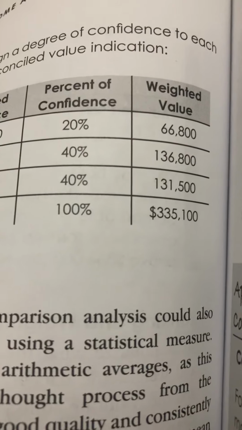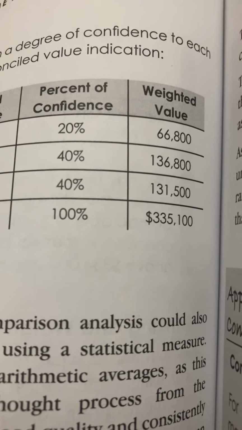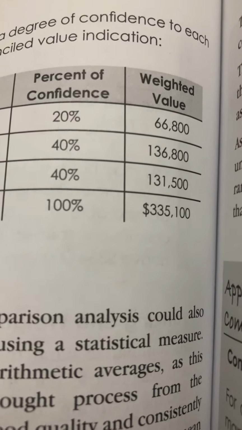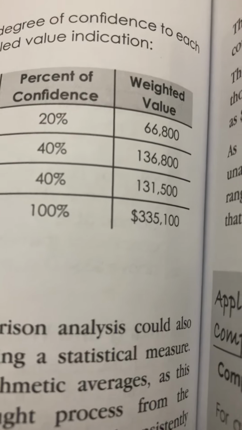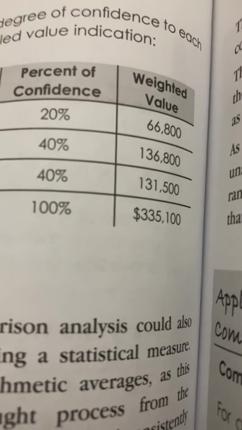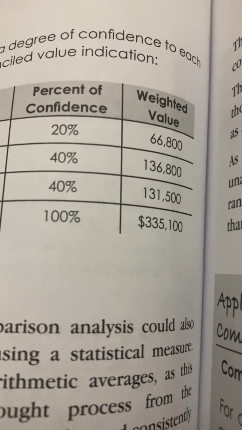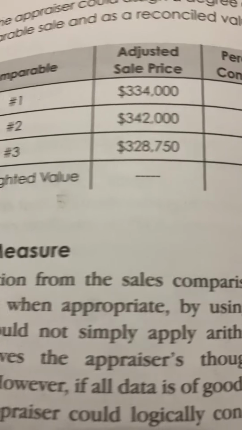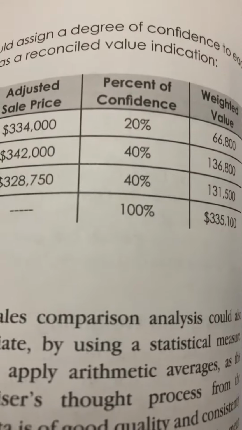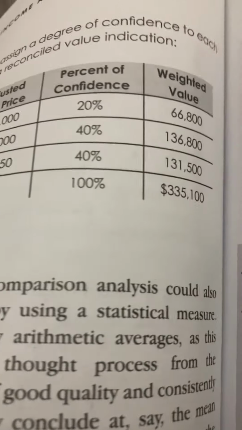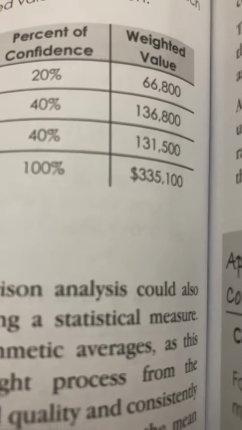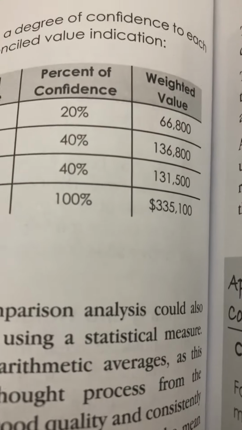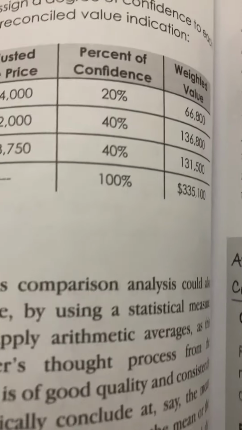Weighted value, $66,800 for Comp 1, $136,800 for Comp 2, and $131,500 for Comp 3. So total weighted value, percent of confidence, you already filled out the 100% by doing that. It equals $335,100 estimate for your subject.